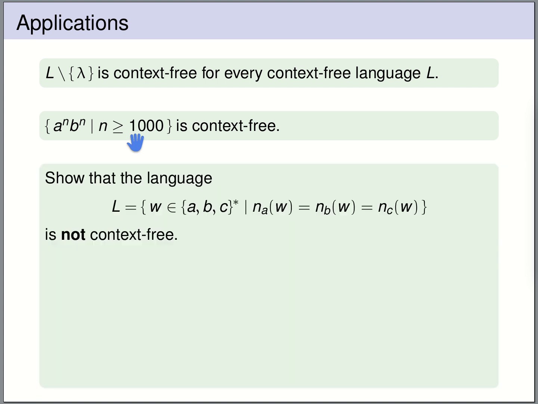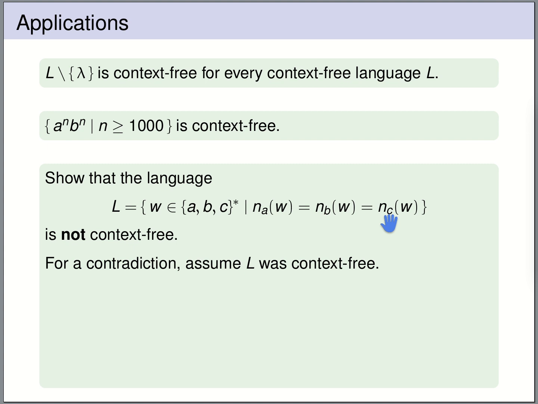This theorem can also be helpful for proofs that certain languages are not context-free. So for instance, assume that we want to show that this language is not context-free. That's the language of all words W over A, B, C that contain the same number of A's as B's as C's. Now, for contradiction, assume that this language L would be context-free.